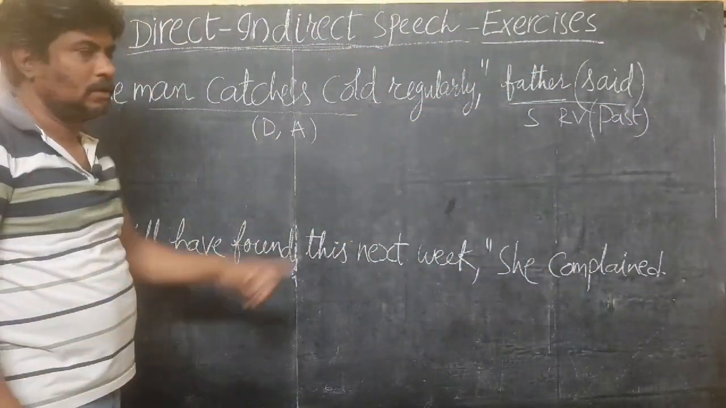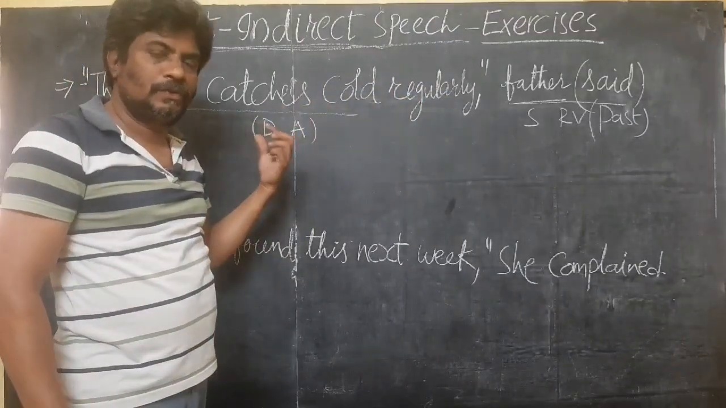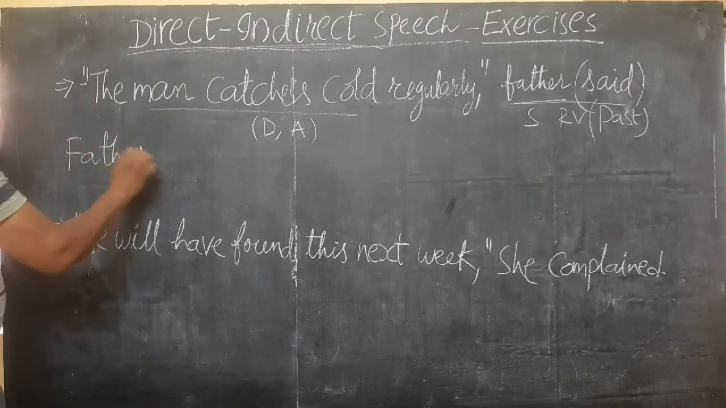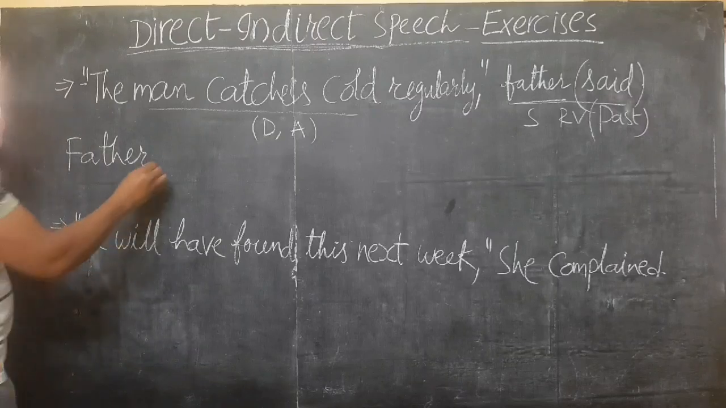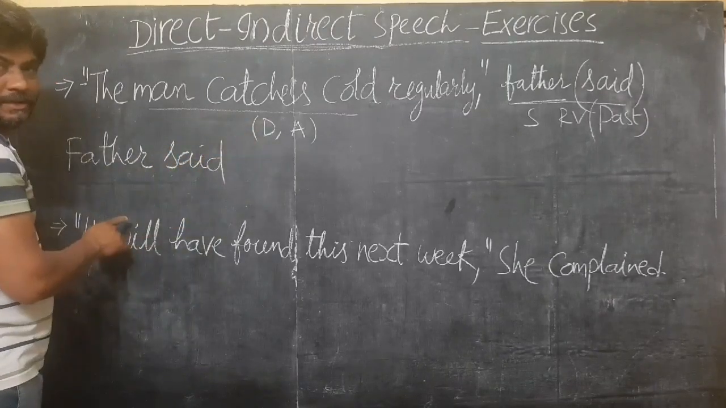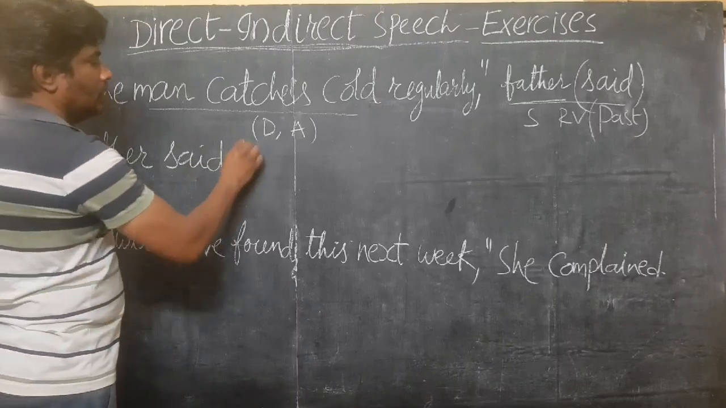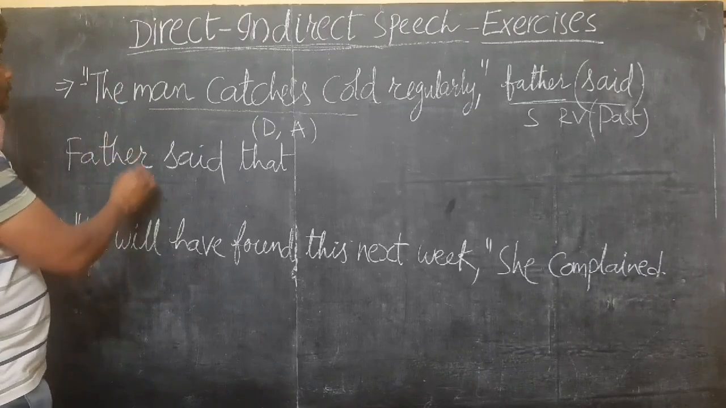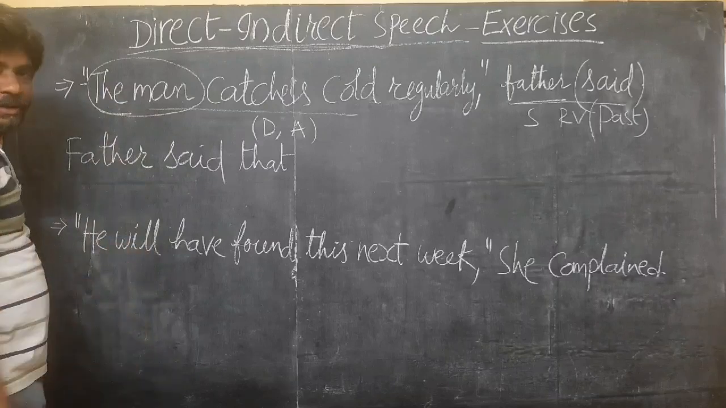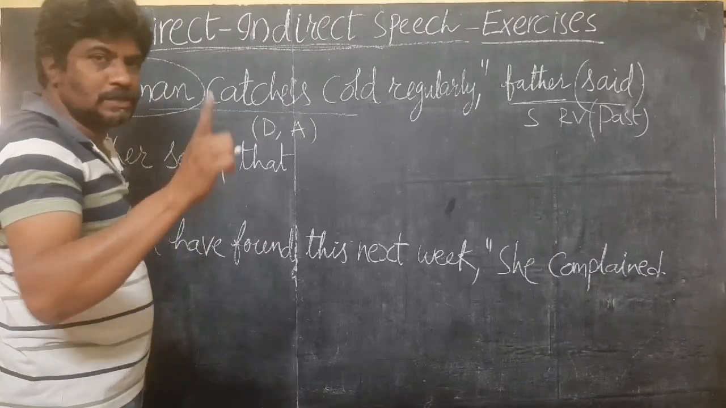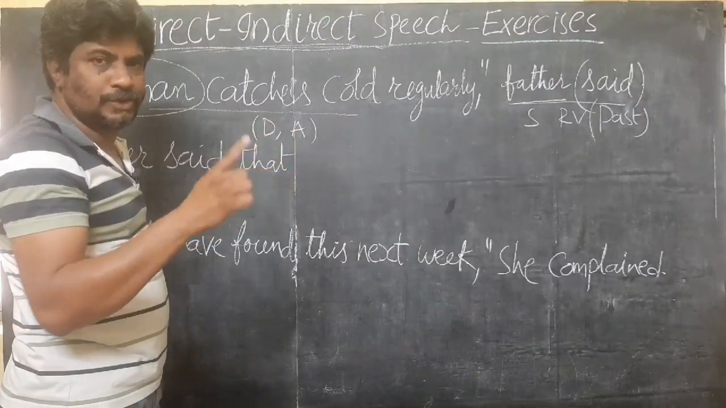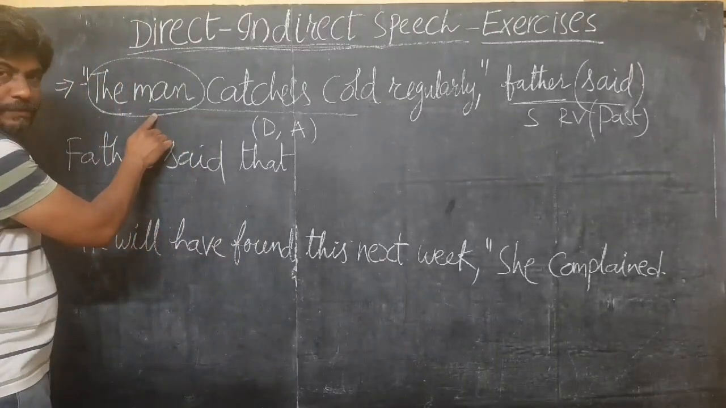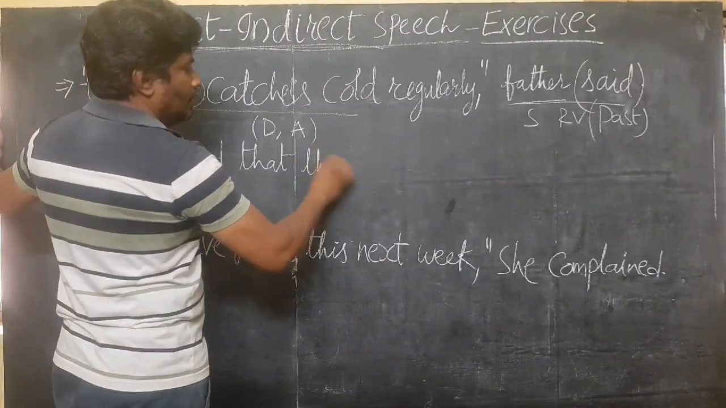Now let's make changes. Bring that reporting verb to the first place. Father said. Said remains said, because it is an assertive sentence. Now conjunction: that. Let's come to the dialogue. Third person differences, the man. I've already told you only first and second person pronouns, I, we, you, do change. Remaining other references remain the same. This is another reference, a third person, so it remains the same. That means the man.